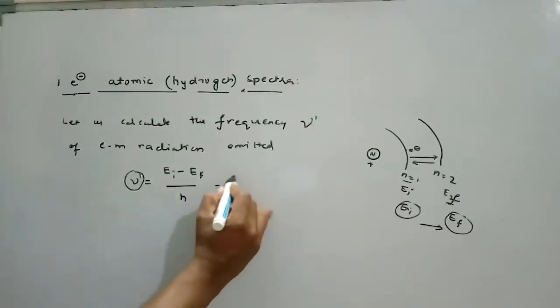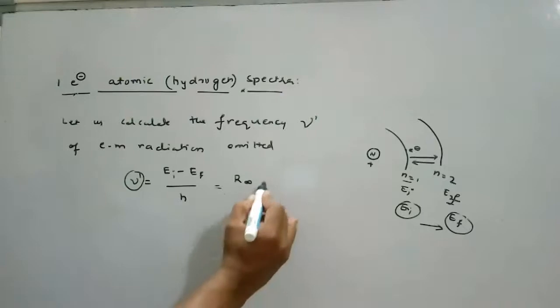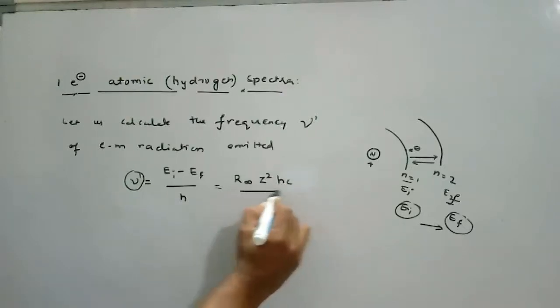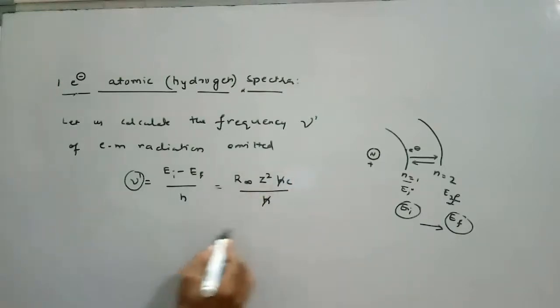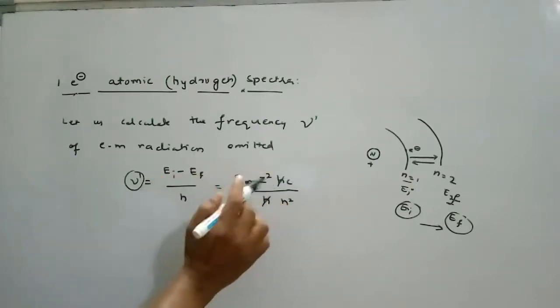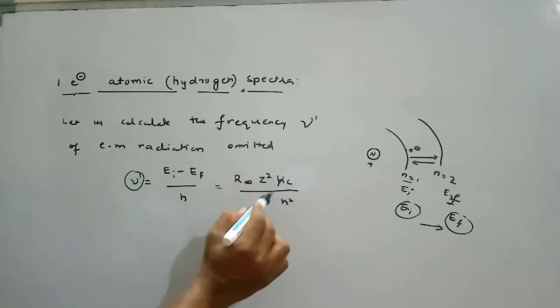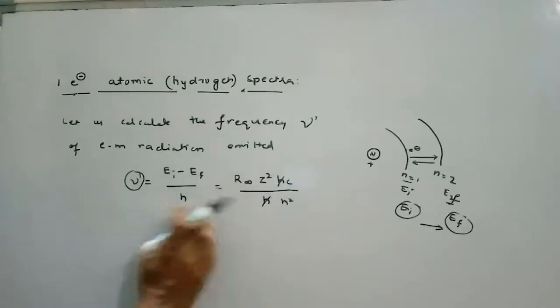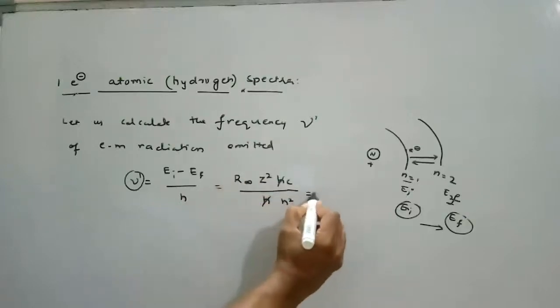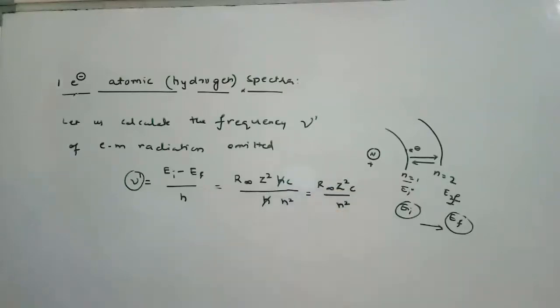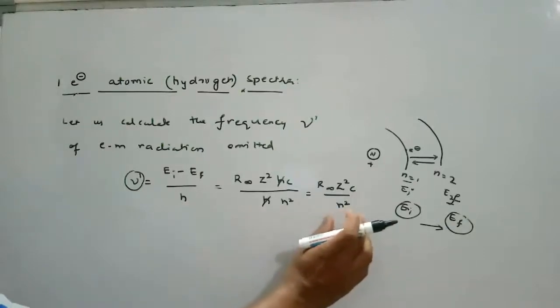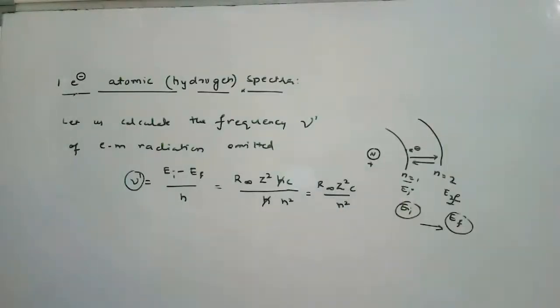This is nothing but R infinite Z square hc by h. See, h gets cancelled. Here you have one more term, n square. So we write the energy as R infinite Z square hc by n square. Then by h, h gets cancelled. So finally we get R infinite Z square c by n square. This is the frequency of EM radiation when the electron jumps from one energy level to another.